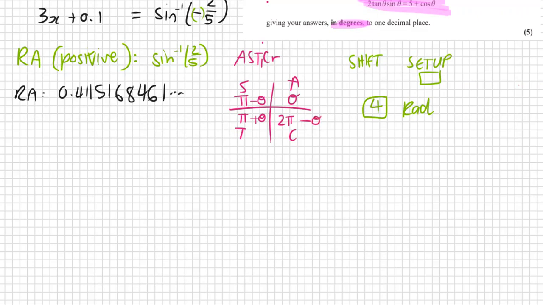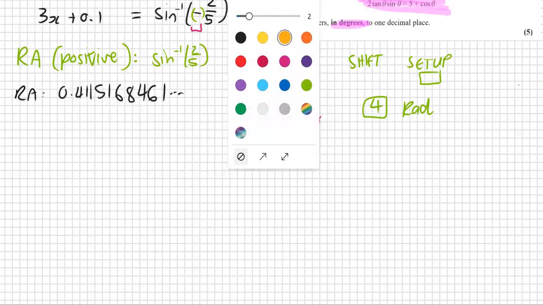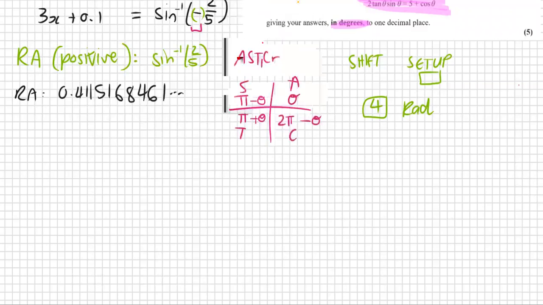So we want where we had a negative sine. Now, where is the sine graph negative? Well, the sine graph is negative not in the All section and not in the Sine section. So it's in the third and fourth quadrant. That's where it's negative. That's where we're looking.